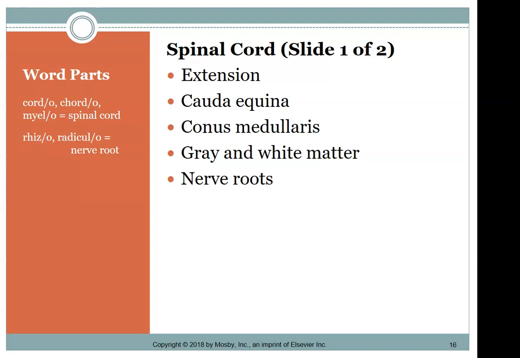And your word parts: cordo or chordo or myelo is spinal cord. Rhizo or radiculo is nerve root.